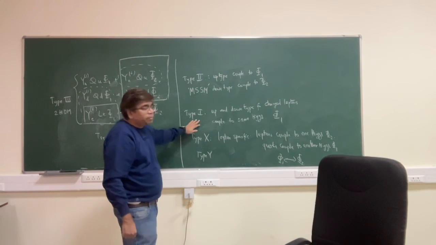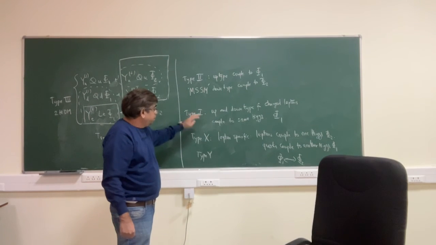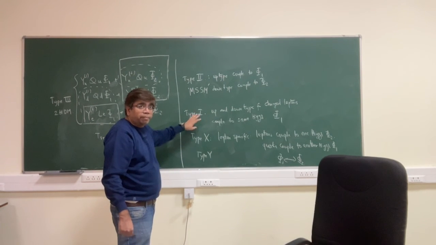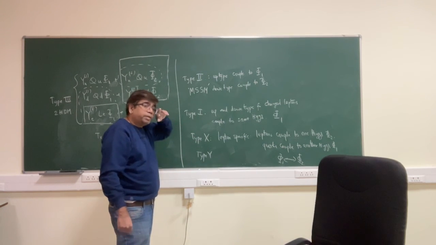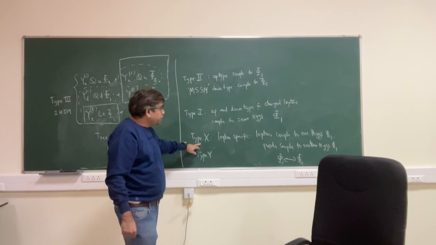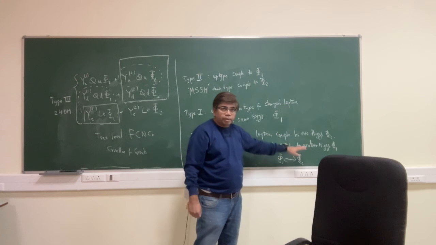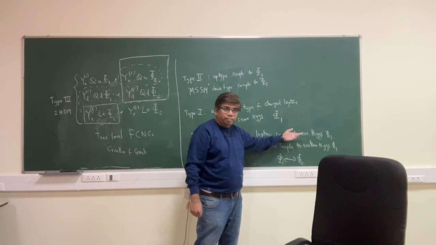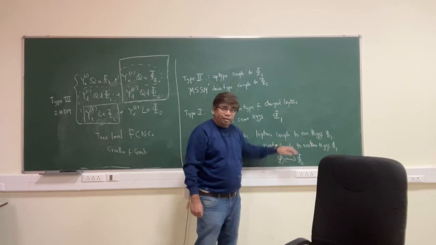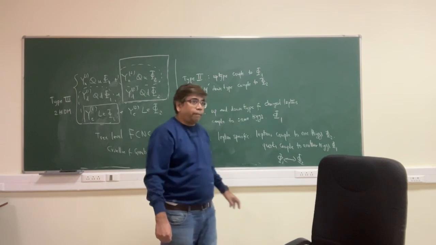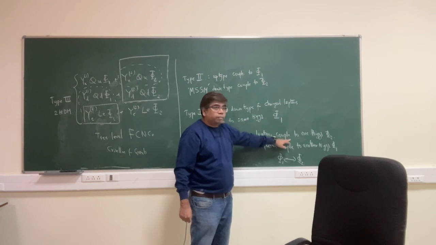Type 1, all of them coupled to the same Higgs, all the Yukawa couplings, but they participate in gauge coupling, the breaking of the gauge coupling. Type X, lepton specific: leptons coupled to one Higgs, quarks coupled to another Higgs. Now you reverse this one, and it will not become type 1, it will become type Y. Leptons coupled to Phi 1 and quarks coupled to Phi 2.